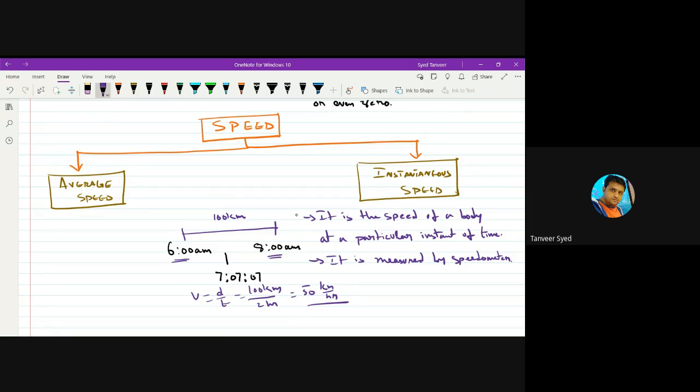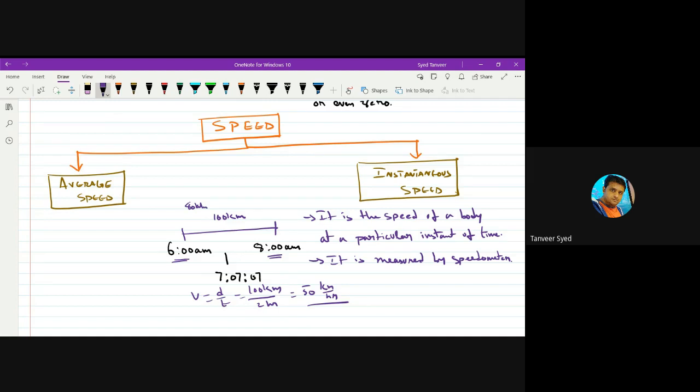Why is it average speed? Practically thinking, you start your car at 6 a.m. exactly from 0 speed. Then you slowly increase your speed 10, 20, 30, 40, 50. Then let us say you reach a speed of 80 kilometer per hour. With that 80 kilometer per hour, you move for some time.